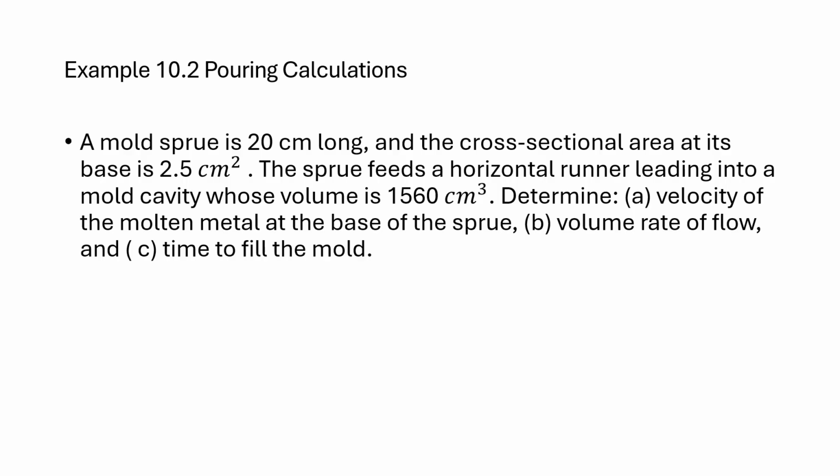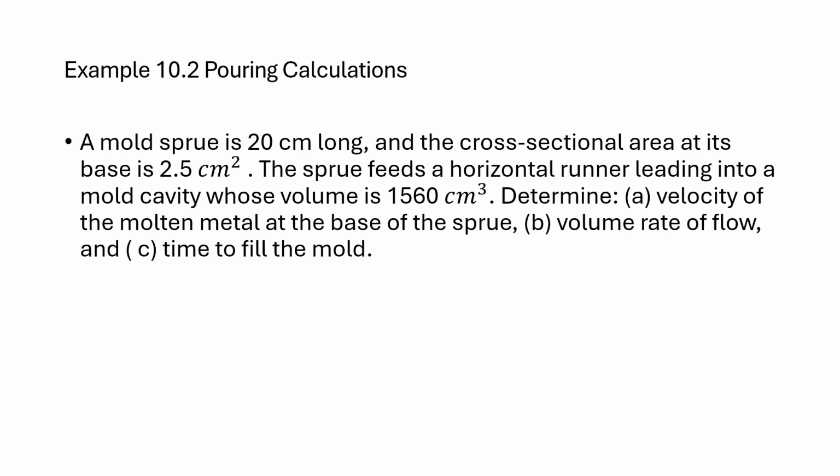The sprue feeds a horizontal runner leading into a mold cavity which has a volume of 1,560 cubic centimeters. Determine first the velocity of the molten metal at the base of the sprue. Second, the volume rate of flow. Third, the time to fill the mold.